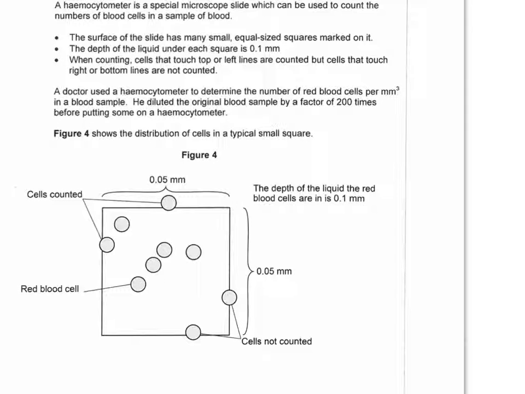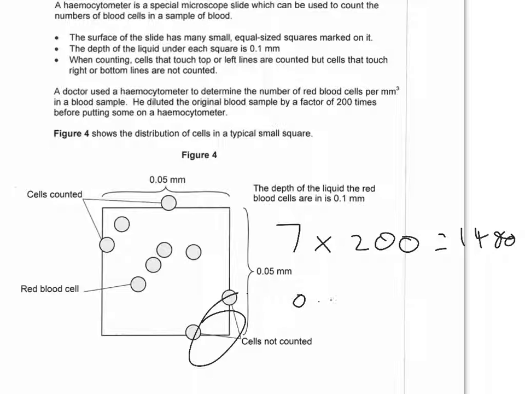So the calculation would be, there are 7 counted, so you'd count 7 yeast cells, because remember you don't count these two here. So 7 times 200, and that will give you the number of cells in the original sample. Okay. Then what you'd have to do is work out the volume of one square. So the volume of one square would be 0.05 times 0.05 times 0.1, which is the depth. So that is 0.00025.